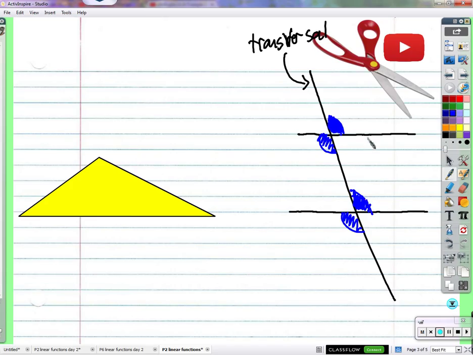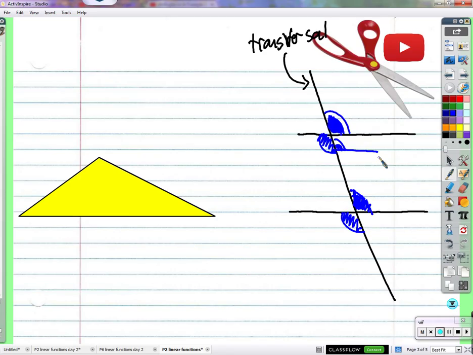The same line, same two lines. Let's see. How about this angle and this angle right here? Are those the same? No. This angle and this angle are not the same? No. Why are they different? They don't know why they're different.